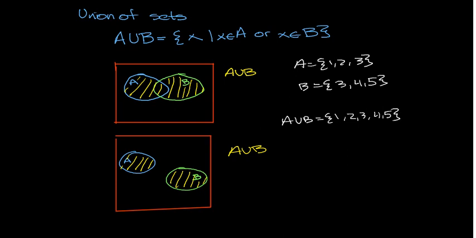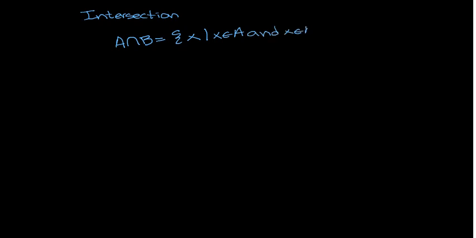Now let's talk about the intersection of events. We're going to denote the intersection like this, and we're going to define it as all the x's such that x is an element of A and x is also an element of B.